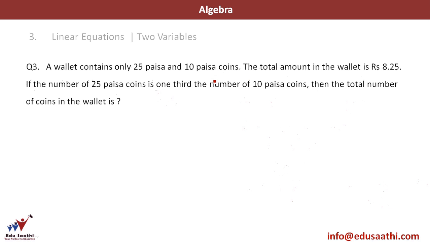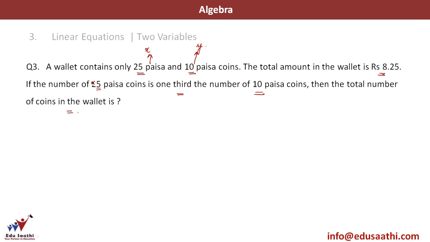Let's look at the third question on linear equation in 2 variables. A wallet contains only 25 paisa and 10 paisa coins. The total amount in the wallet is rupees 8.25. If the number of 25 paisa coins is 1/3 the number of 10 paisa coins, find the total number of coins in the wallet. So let me assume that there are x 25 paisa coins and y 10 paisa coins.